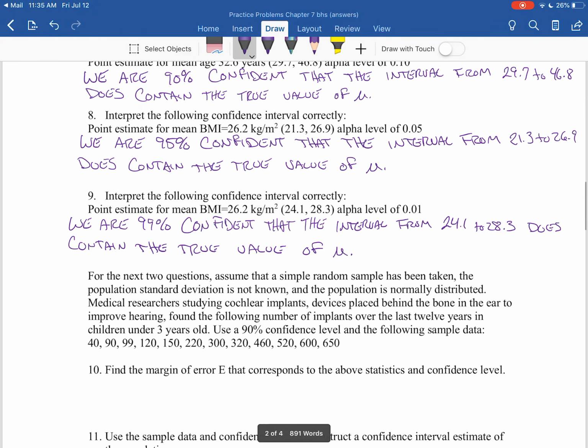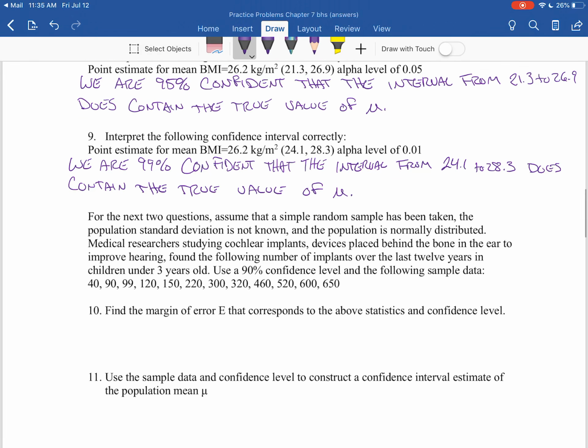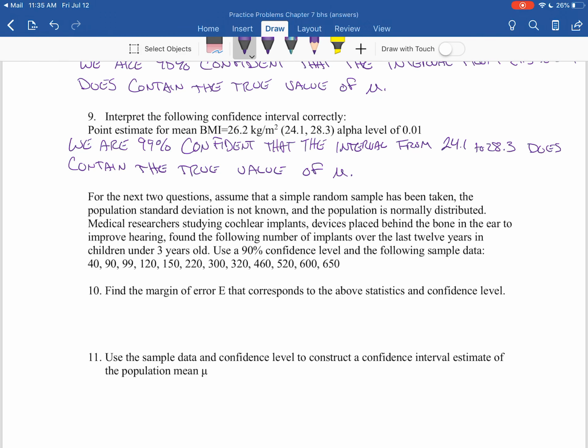Now, the next problem here, let me just check my time real quick. Don't have very much time, but we're going to try to tackle it real quickly here. Hopefully you read it all. Once again, the big thing here is that it's a population that is normally distributed, which is great to know, but the standard deviation is not known. So truly we should be using t-values.